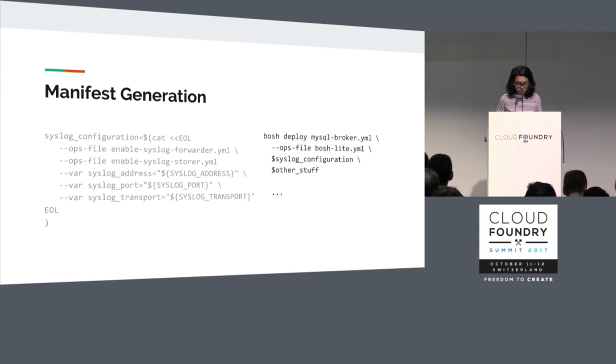So my Bosch deploy command starts to look a little bit like this, and then I still have my base manifest, I still have my Bosch Lite that I want to deploy my service broker to, and then some additional syslog configuration that I've defined elsewhere. So trying to encapsulate that as much as possible, and then all the other stuff that's in there, because this is a very simplified version of how you could deploy.